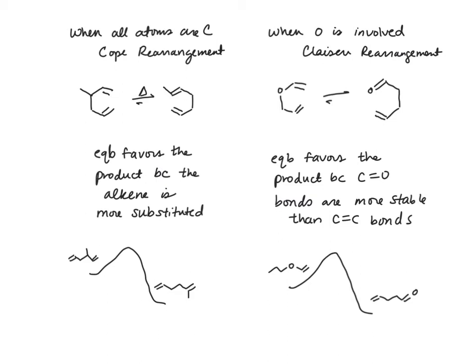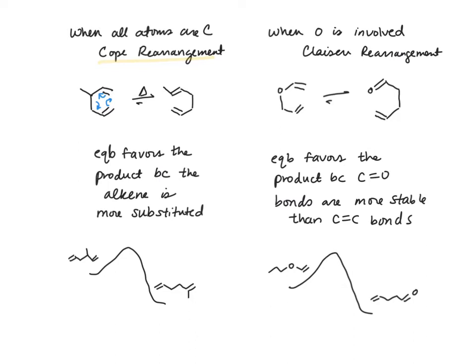First, let's define some reactions. When all of the atoms are carbon atoms, then this is a Cope rearrangement. In a Cope rearrangement, we take a diene and move the electrons around in a circle again, and we get to our new diene.